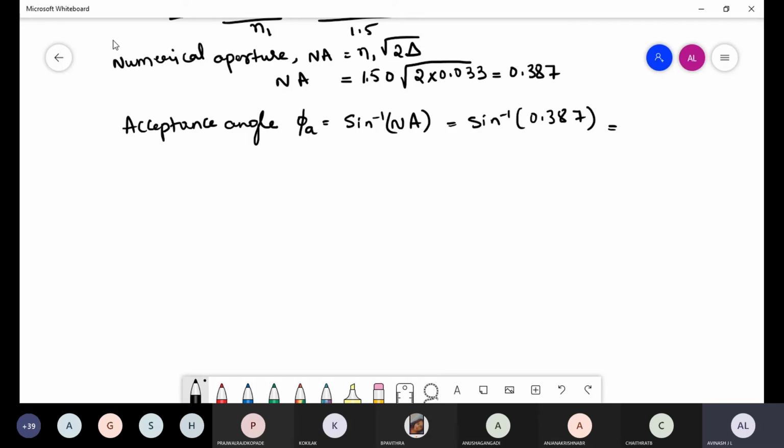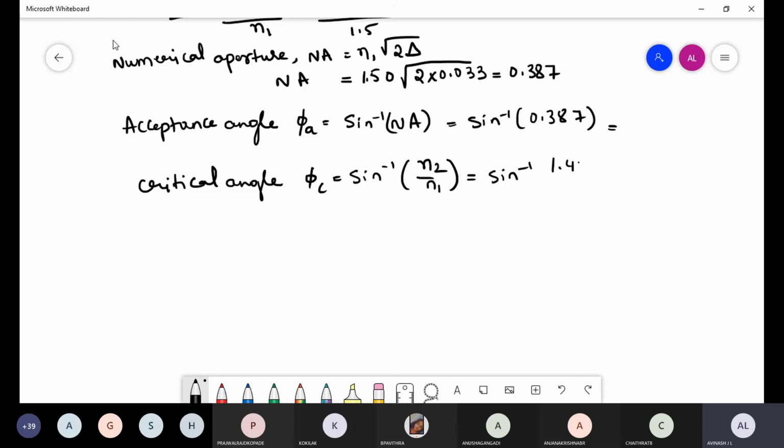So next they have given the critical angle. This critical angle phi c we represent, that is equal to sin inverse of n2 by n1. This is the value we already understood in the critical angle derivation. So here that will be equal to sin inverse of 1.45 divided by 1.5.